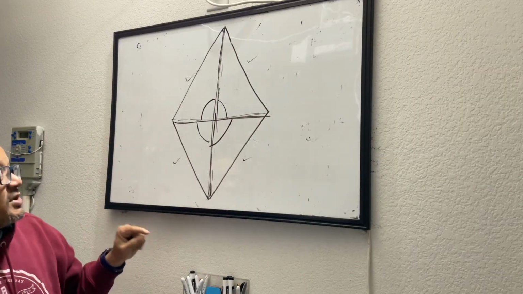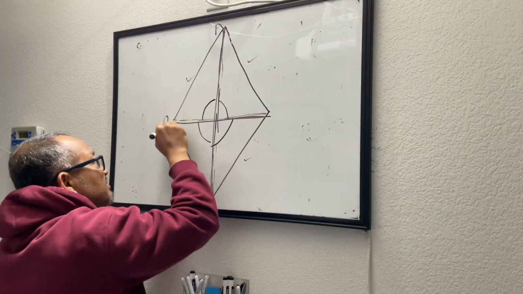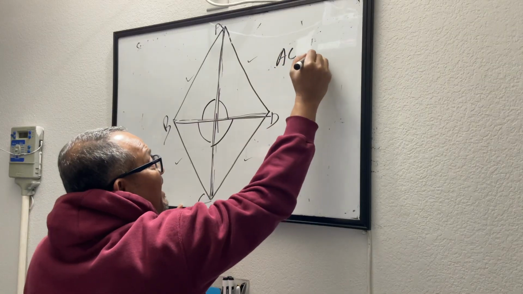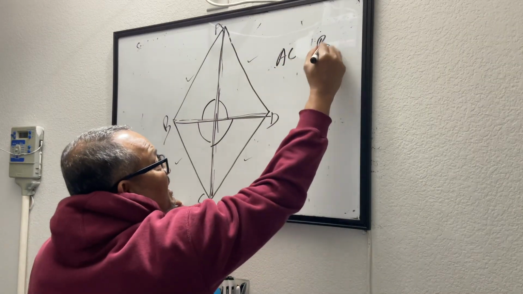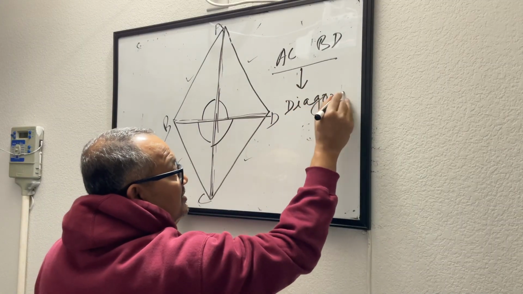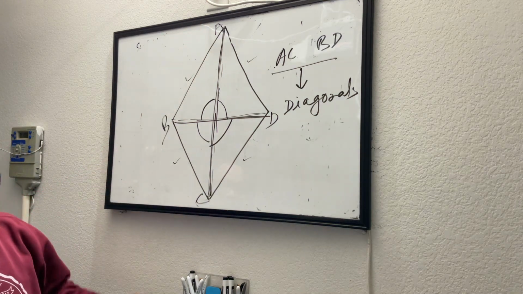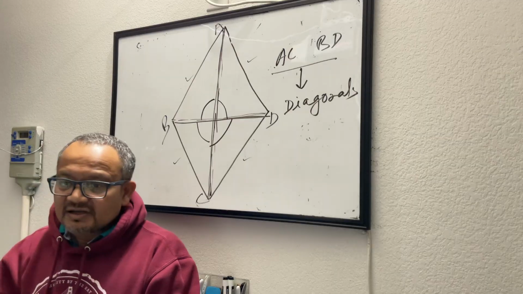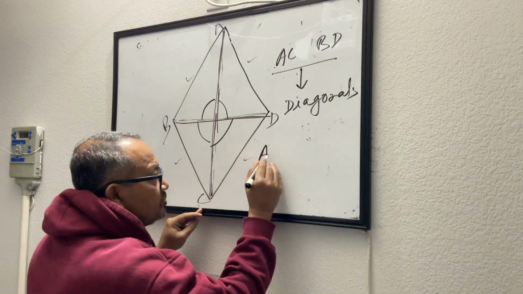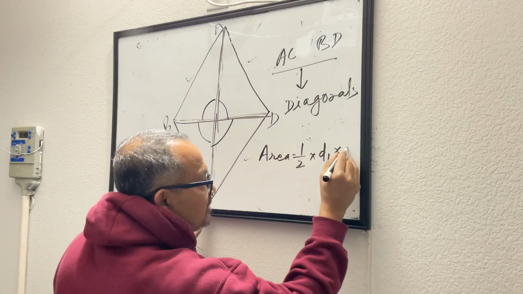And my area of the rhombus would be equal to, now let's say this was my rhombus A, B, C and D. This one AC, and BD. These are called diagonals. When I join the two opposite corners of a rhombus, these two sides are called diagonals. And area of the rhombus is equal to half into diagonal 1 into diagonal 2.